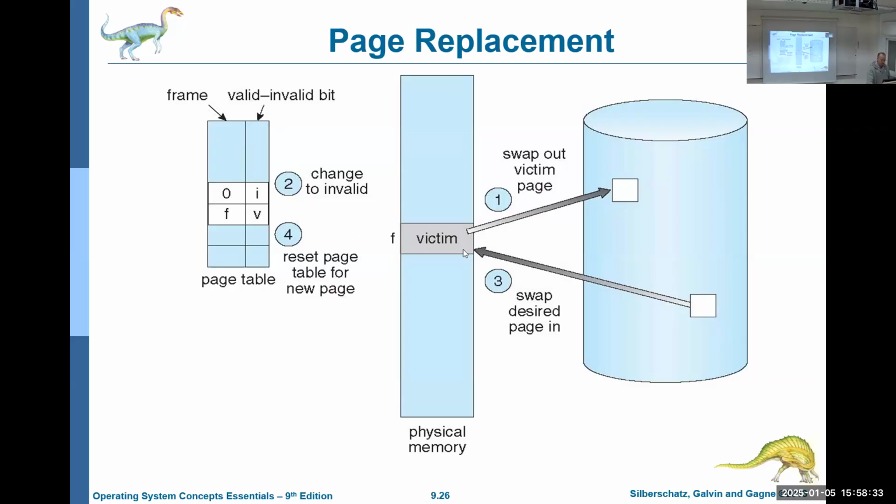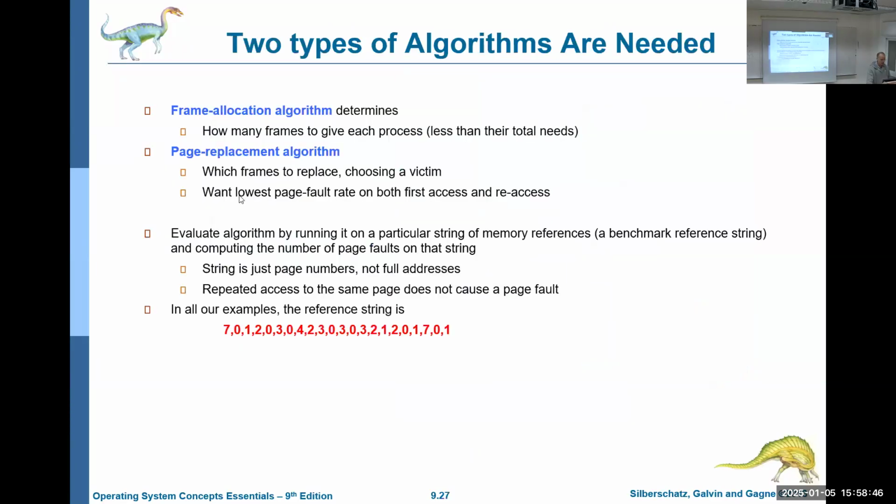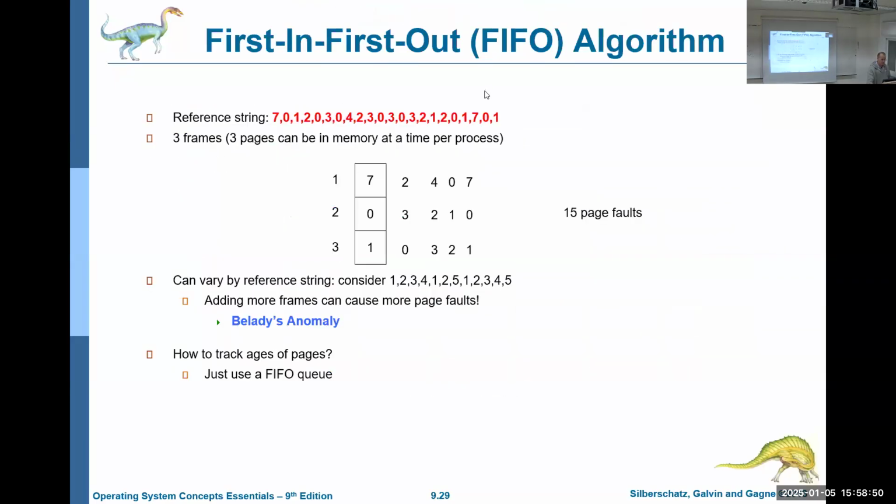This is a little bit of a confusing diagram. But the basic idea is that the victim goes out, this page is removed, a new page is put in that place, and the page table is changed appropriately. All right, we'll stop here, and then we'll talk about the algorithms and examples.